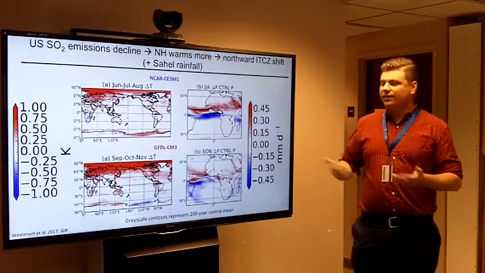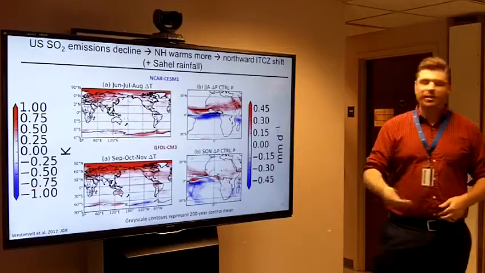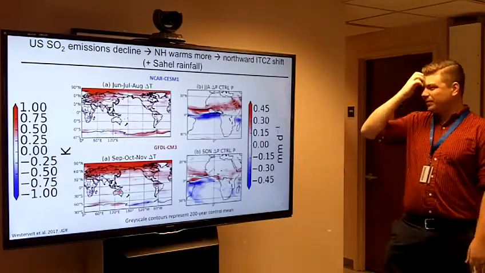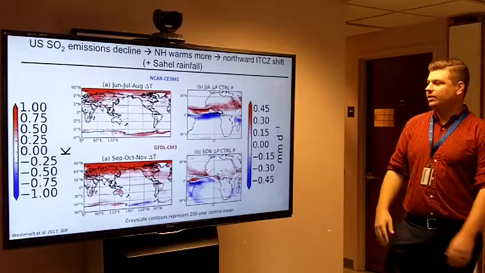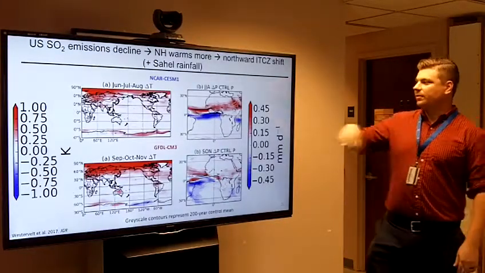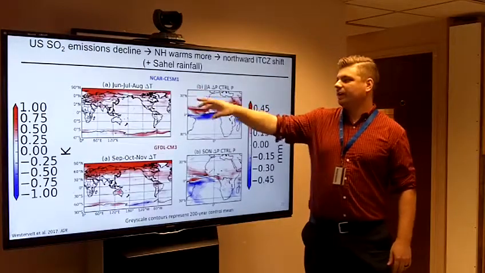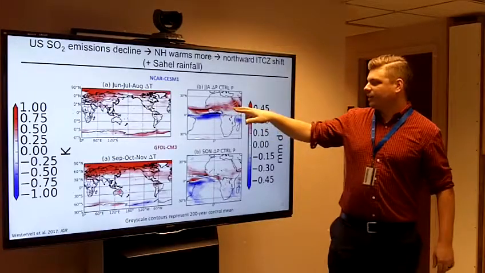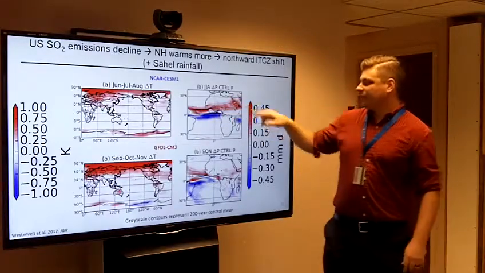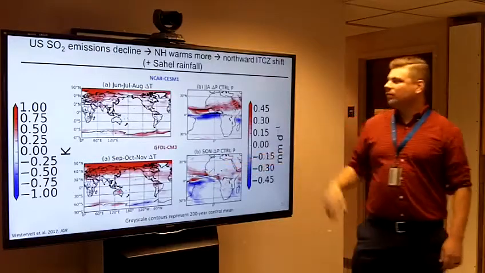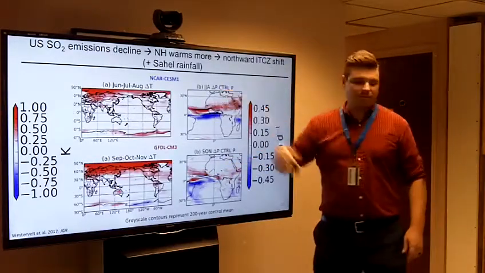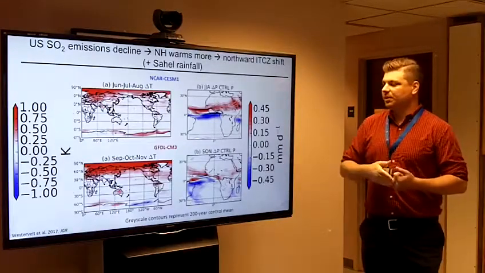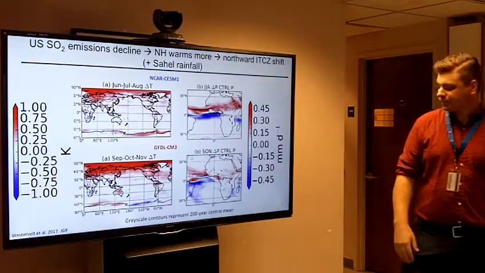So the idea of the ITCZ shift is nothing new. That's been done with greenhouse gases and aerosols as well. But we see that even for these relatively small regional aerosol perturbations. So that interhemispheric temperature gradient causes this increase in precipitation right over this band in Africa in these two models. The seasons are a bit different. As you can remember on the previous slide, the peak in the NCAR model was more in June, July, August, whereas the peak in the GFDL model was a little bit later.